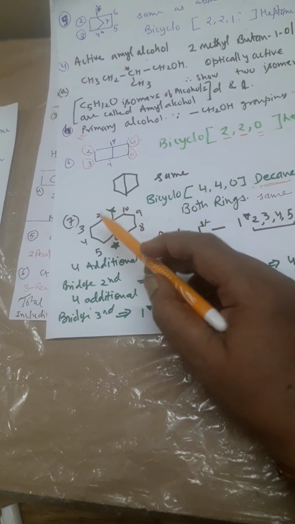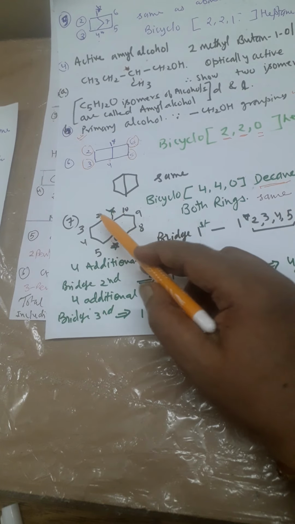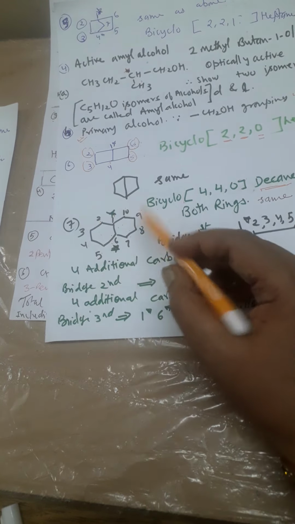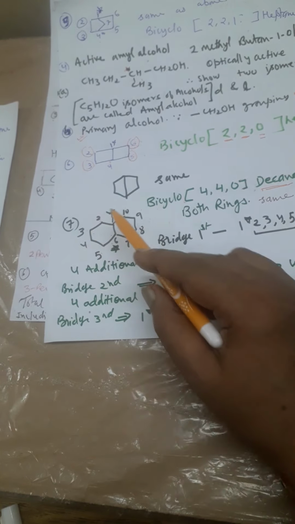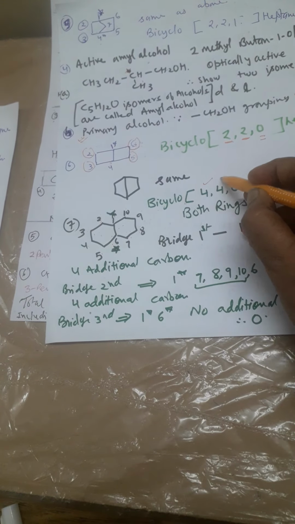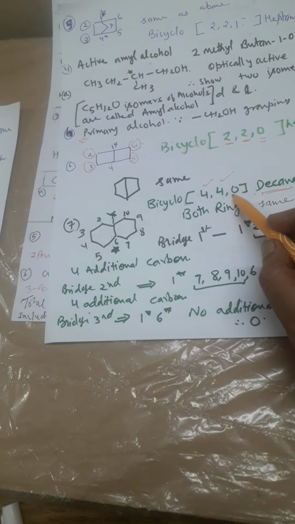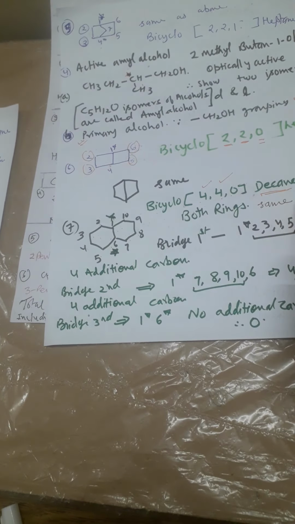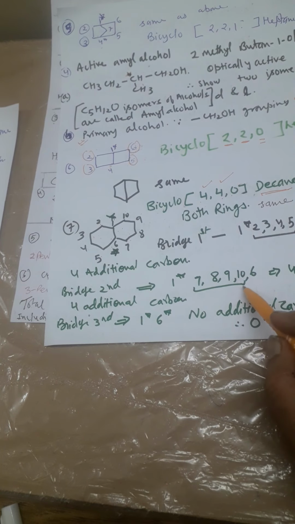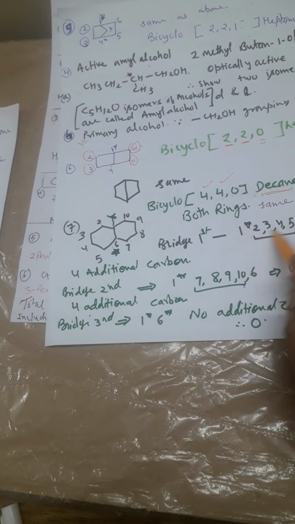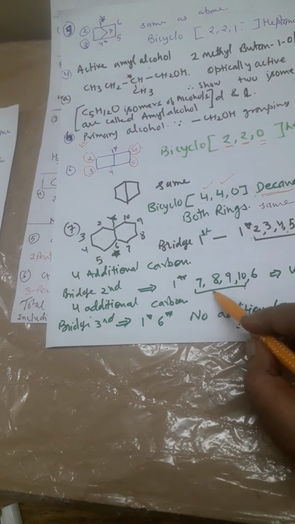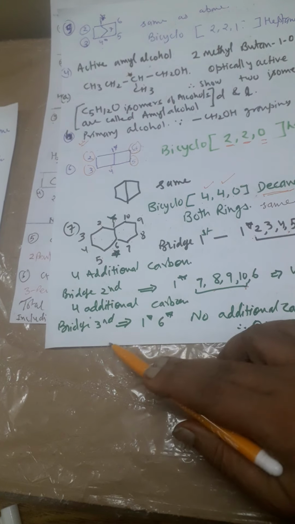How many? 3. So the carbon between 1 and 6 is 1, 2, 3, 4 in number, and here in the second bridge 1, 2, 3, 4 in number. So 4 additional carbon here, 4 additional carbon here. So 4 and 4 has come from the first bridge and second bridge. There is no carbon in between, so it is 0. So bicyclo 4, 4, 0 decane. Clear? The first bridge has 4 additional carbon, the second bridge also has 4 additional carbon, and the third bridge has no additional carbon. So this is the 0.